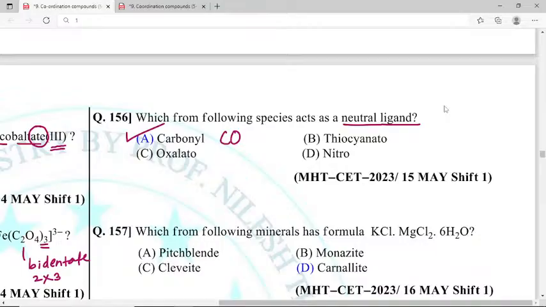Oxalato, C2O4 2 minus. Okay, thiocyanato, CNS minus. Nitro, NO2 minus. Okay, the remaining are all anionic ligands.